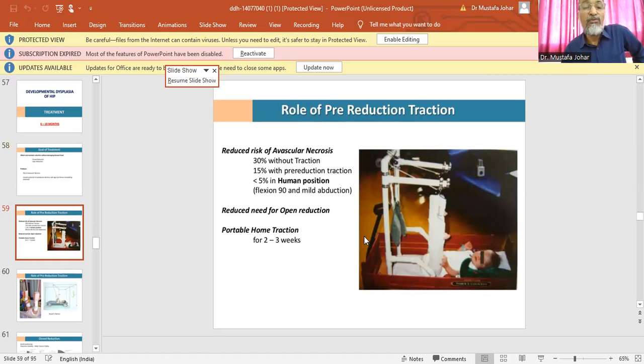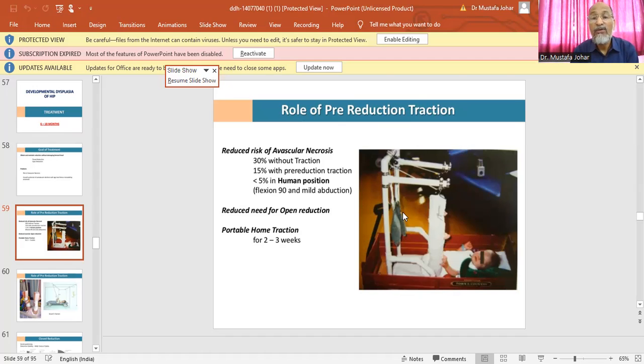30% without traction. If you don't do the traction, 30% can still go into avascular necrosis. 15% with reduction traction, and more than 5% in the human position with flexion of 90 degrees, mild abduction and external rotation. Then in certain cases, there is a need for open reduction. And portable home traction is also available, as you can see in these photographs.